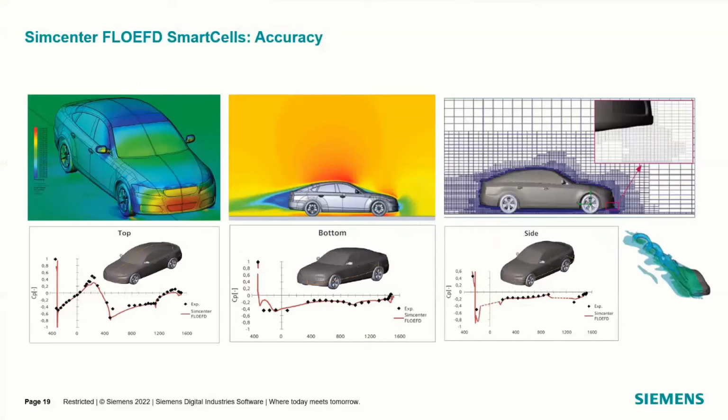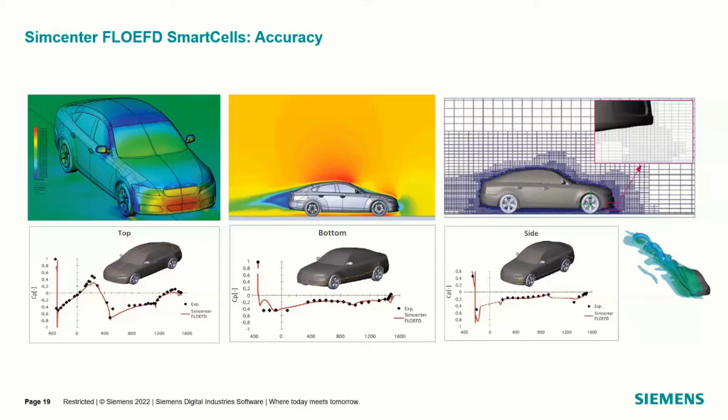So here's just one case of one of our automotive partners that was willing to share examples with us. A full vehicle aerodynamics study comparing FlowEFD results to wind tunnel tests. On all of these charts, they're looking at the pressure drag coefficient for the car. The black diamonds are what were measured in their wind tunnel. FlowEFD is the red line. And so you see pretty good correlation from an overall perspective.